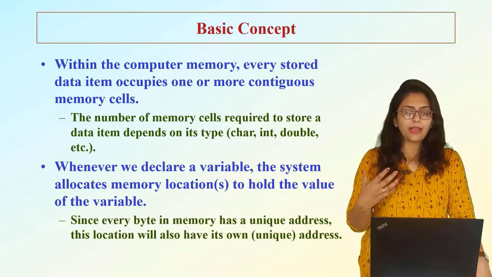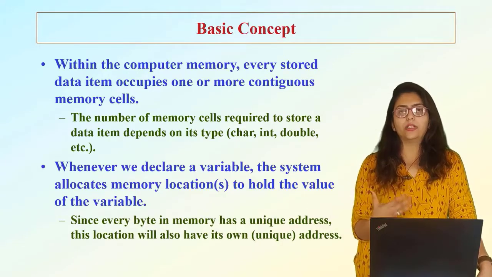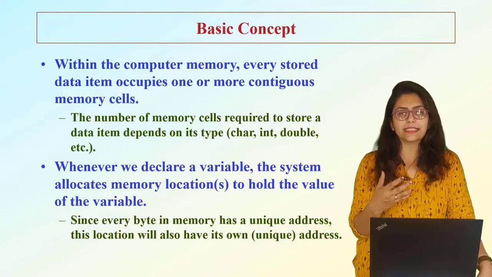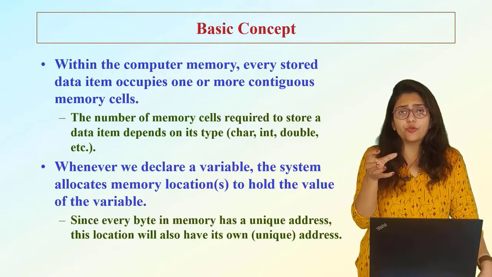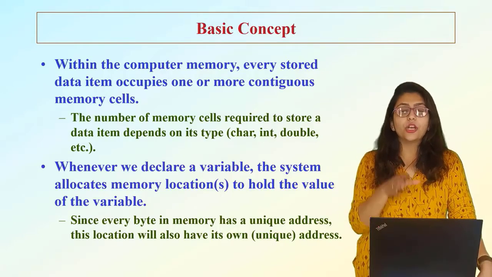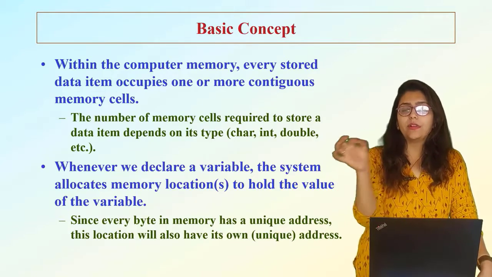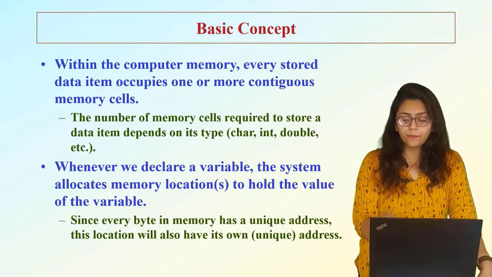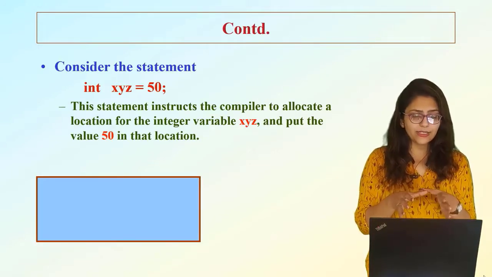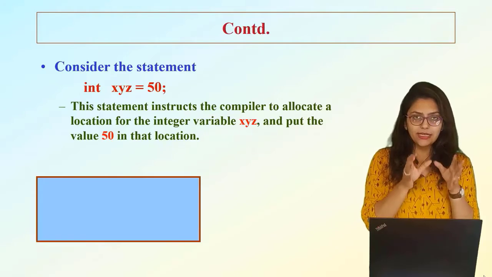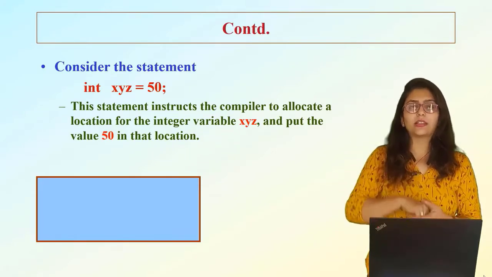Now, whenever we declare a variable, you can see in the second point, it allocates a memory location to hold the value. Suppose I have declared int xyz equal to 50. So this variable is allocated some address in my memory, right? It will be given some address, right? So what exactly is here? The variable name is xyz, equal to 50. So xyz is a variable, int is a data type, and 50 is the value which is inside the variable, right?